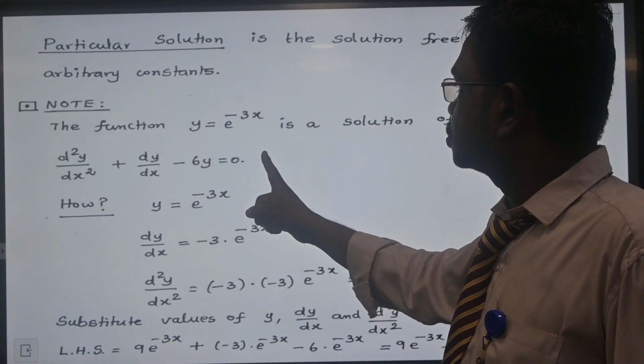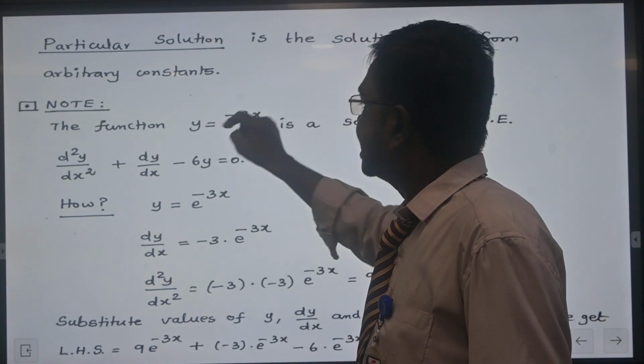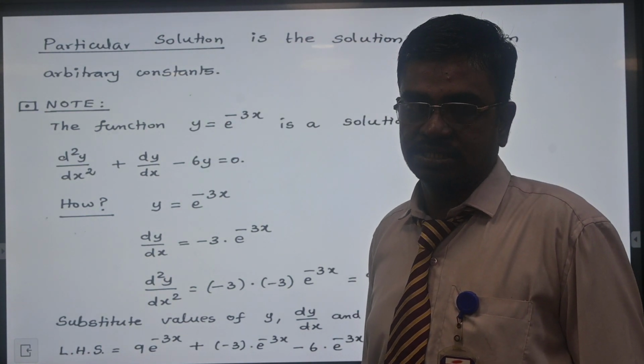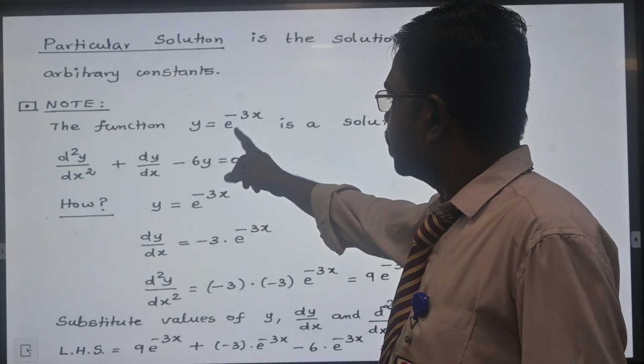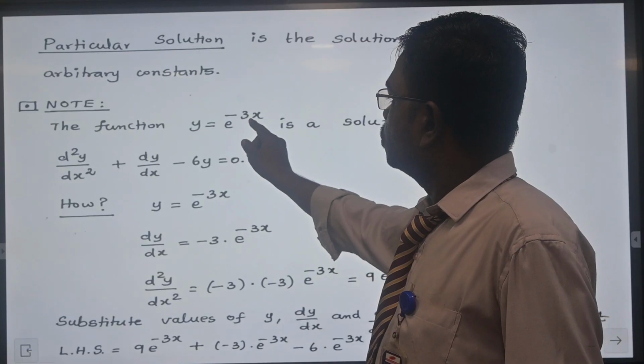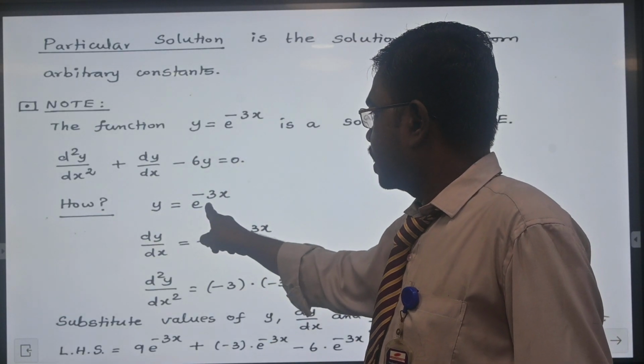This is a particular solution because it does not contain any arbitrary constant. Okay. So y equal to e power minus 3x. How do you say that this is a solution for that equation? I will say y.